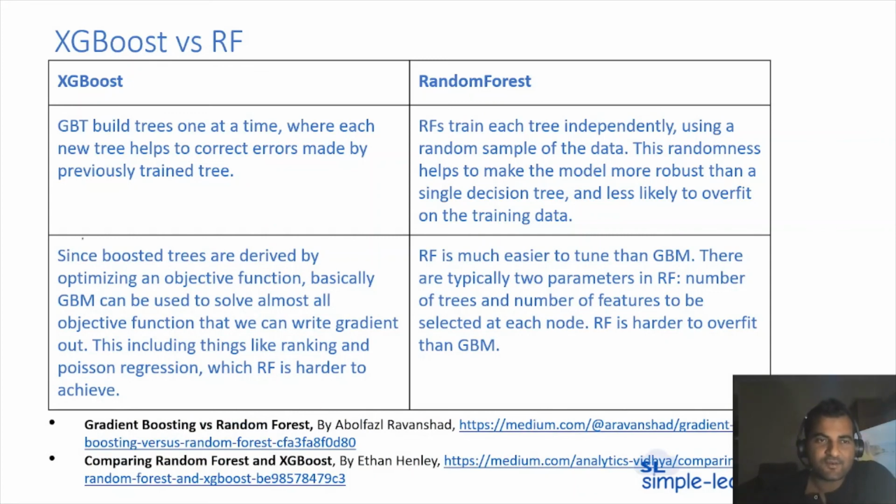To give a quick comparison, you can see here that gradient boosting builds trees one at a time, where each new tree helps to correct the errors made by the previously trained tree. That's what we discussed, right? On the other side, random forest trains each tree independently using a random sample. This randomness helps make the model more robust than a single decision tree, and less likely to overfit on the training data. That is one of the key differentiators of random forest.